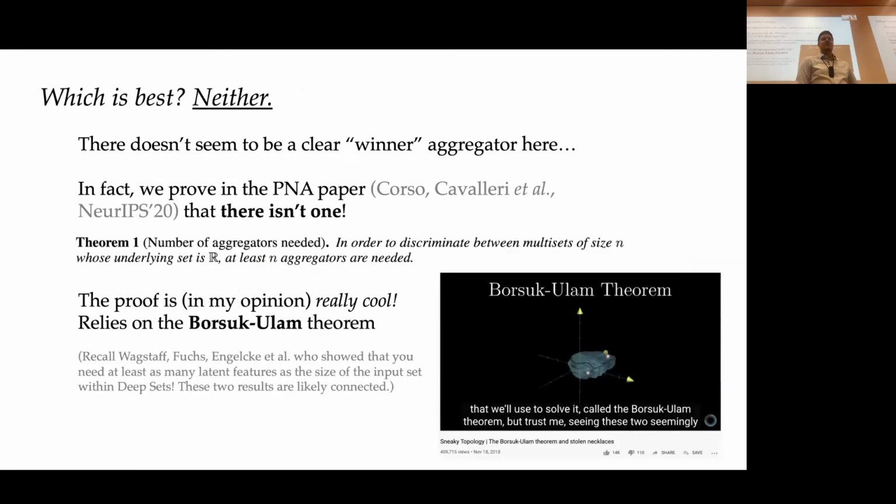We set out to investigate this together with some undergraduate students here at Cambridge, Gabriele and Luca. And we basically discovered that there is no winner aggregator. In our paper, which came as a result of this discussion, we were able to prove that if you have n neighbors and their feature set is the set of real numbers, you need at least n aggregators to tell apart non-isomorphic neighborhoods. Okay, so you need one aggregator per neighbor.